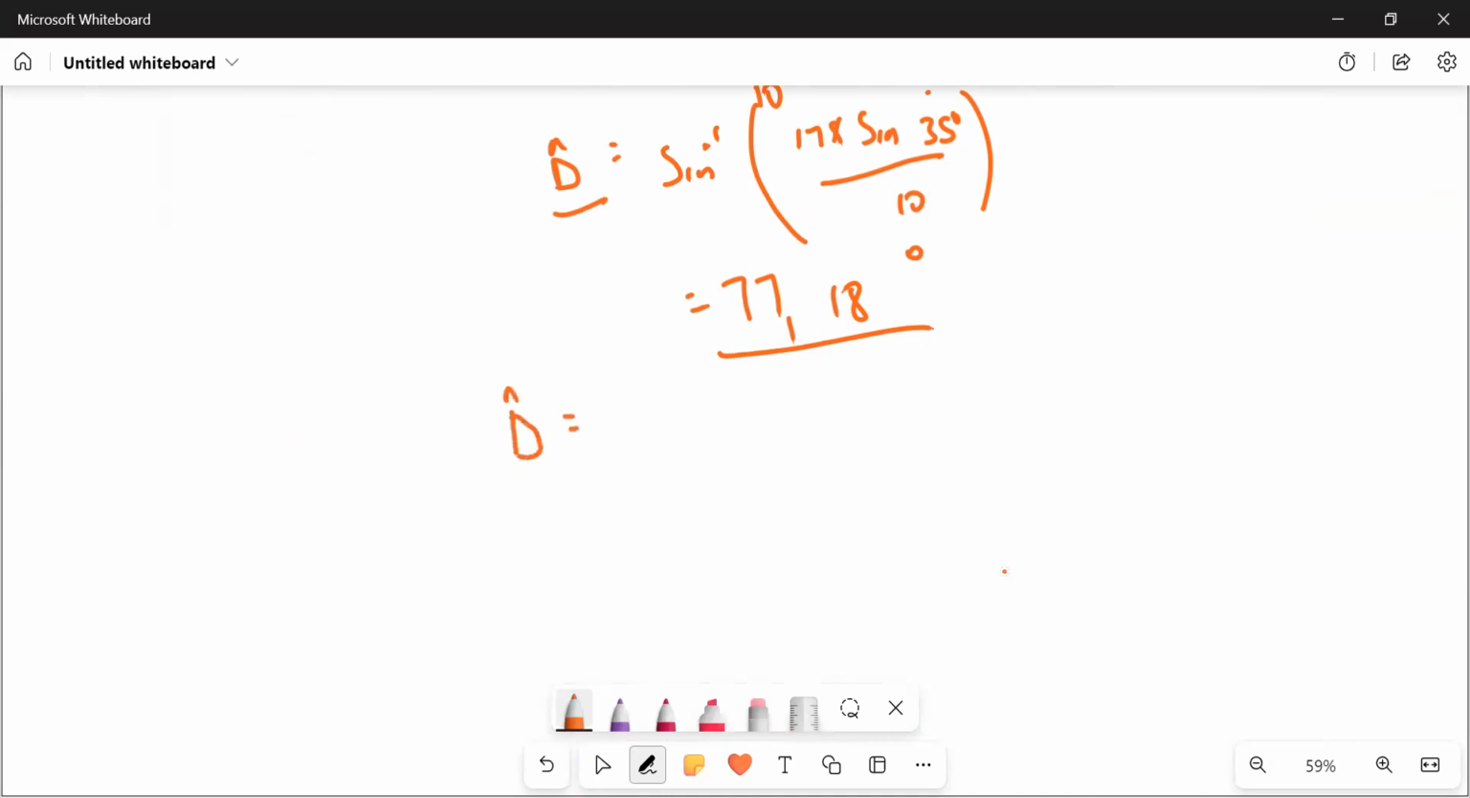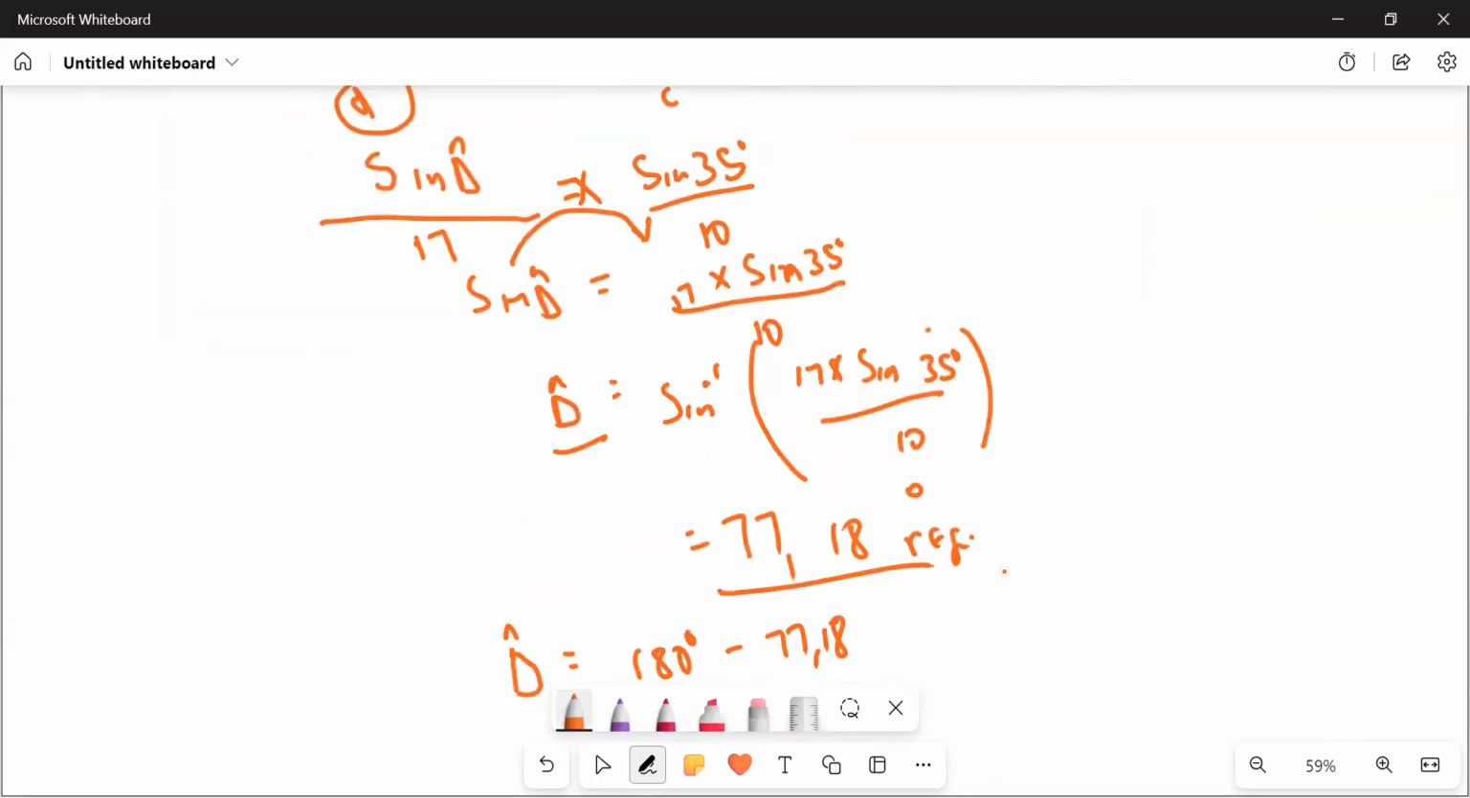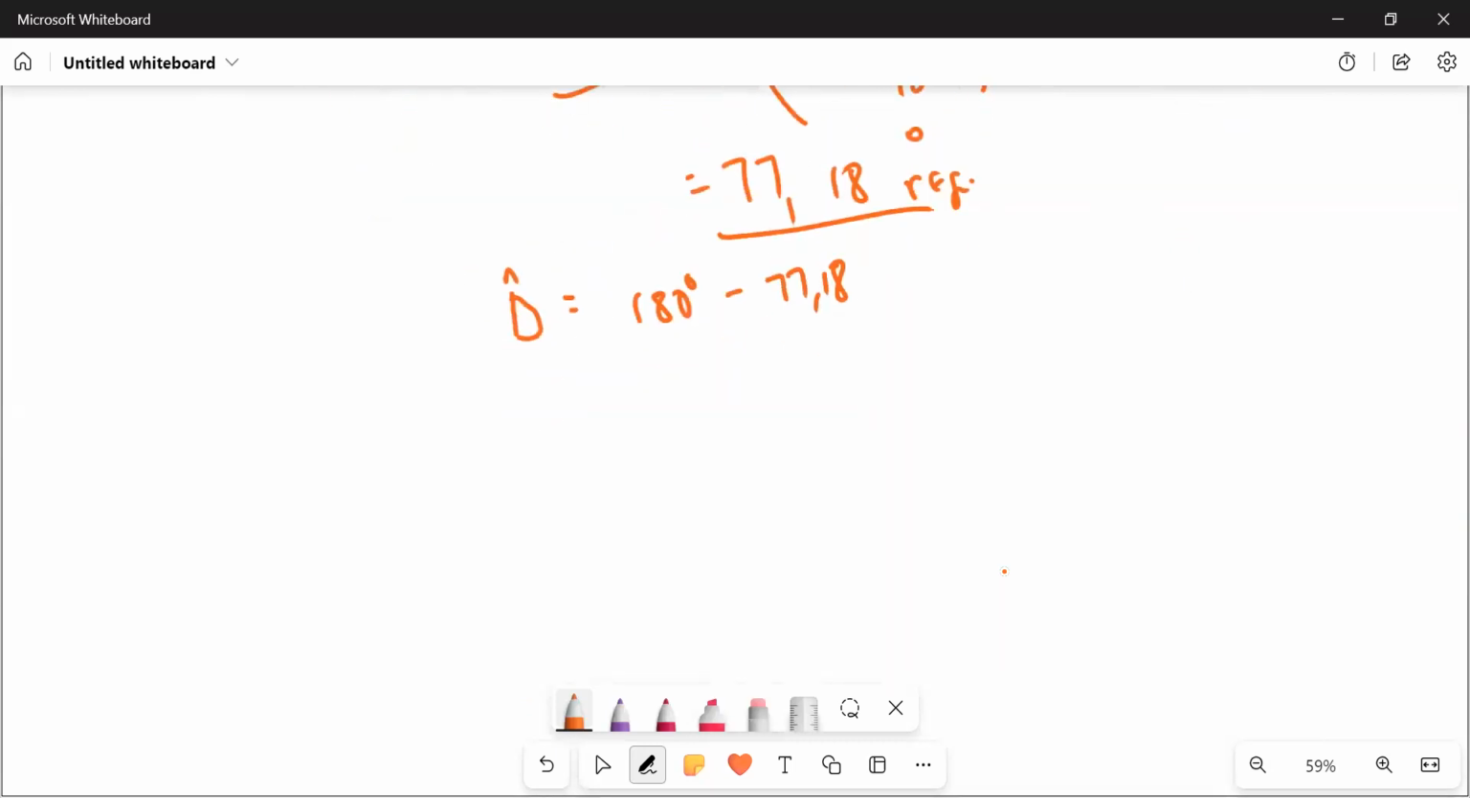So you tell them which D is actually going to be equal to 180 degrees minus 77.18. This is true if it was an acute angle. Remember, sine can be positive in two quadrants. It can be positive in the first quadrant, and it can also be positive in the second quadrant. So here we're looking for sine, which is positive. If we get 77, it's fine if it was an acute angle, but since it's not an acute angle, we can't use that one.